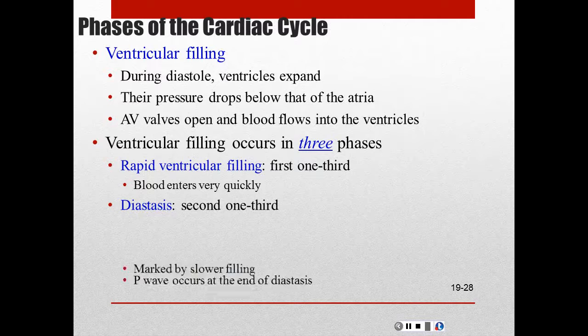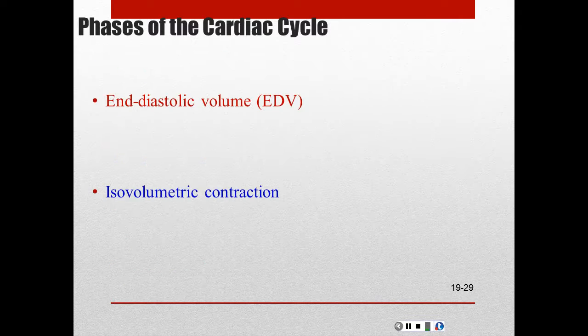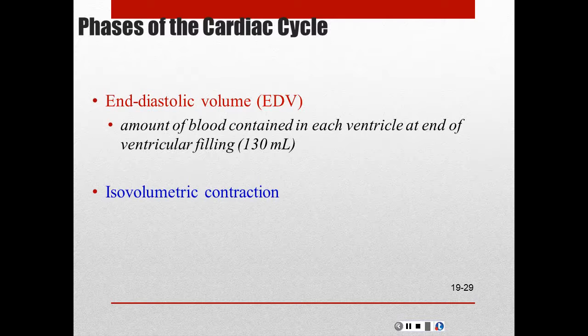The P wave of the EKG occurs at the end of the diastasis as the atrium depolarizes. And the third one is atrial systole, the last 1/3, during which the atria contract and the filling of the ventricles is complete. Now, at the end of the ventricular filling, each ventricle contains an end diastolic volume of about 130 milliliters of blood.